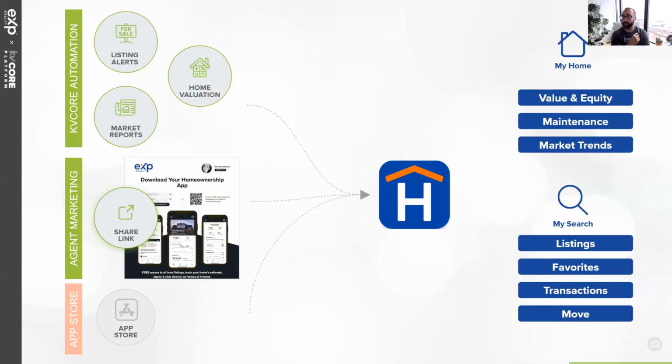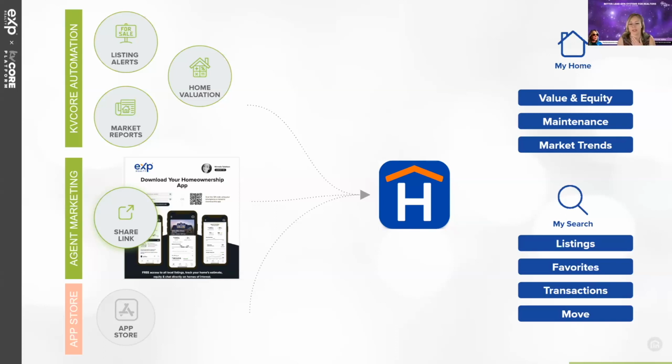So what we've done is we've given every agent in kvCore, and you can find this in your kvCore profile, so your top right, just click that drop down. It looks like a little phone with a down arrow. We've given every agent their own direct share link. So if you open this on a phone, it'll have a download now button. It's branded to you. It's got all your contact information. It's pulling all of that from kvCore.